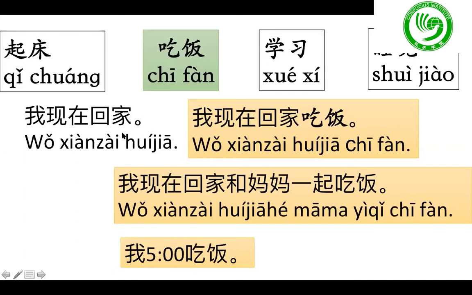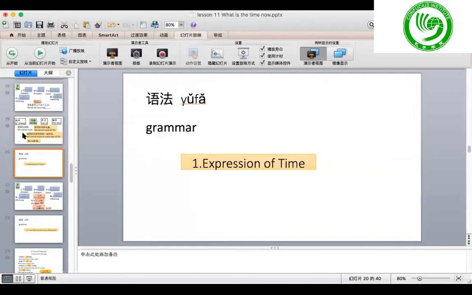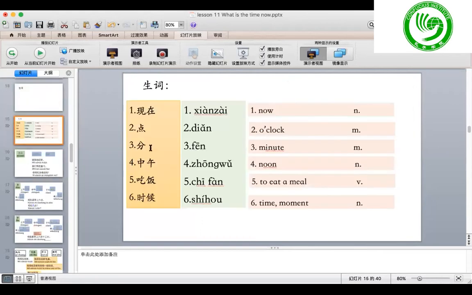Now we have learned the 4 new words and then the 4 sentences. Could you please try to read all of these one more time? 开始. This is what? Second one. Third one. Last one. This sentence. Next one. Last one. 很好，现在我们来看语法。Before the 语法, let us review these new words one more time. Okay, ready? 跟我读。现在，点，分，中午，吃饭，时候。We're gonna explain 时候 later.